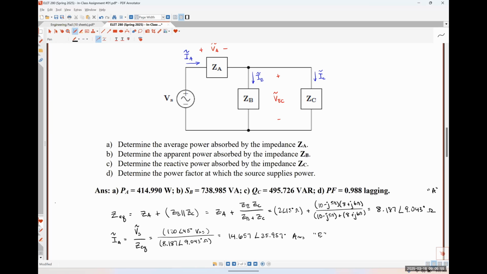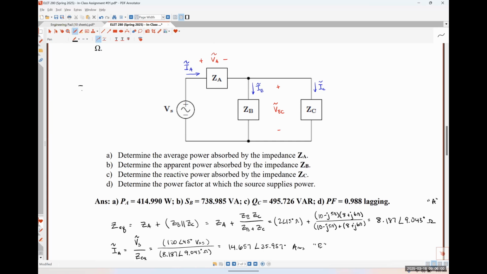Okay, so what you just suggested is we could say that IB is the current that we just found as IA times the ratio of ZC over ZB plus ZC. That's what you suggested, right? That is technically correct. That being said, I don't particularly like that representation of current division. So let me explain why, okay?